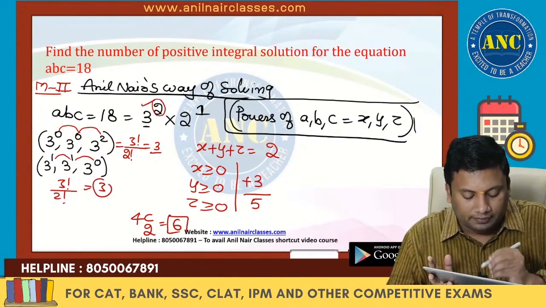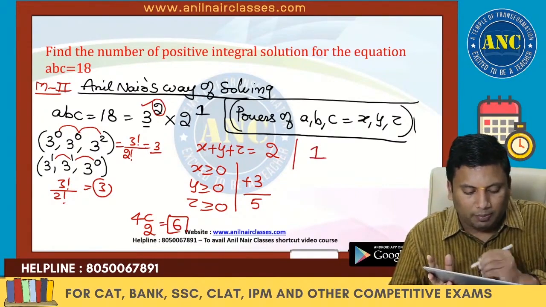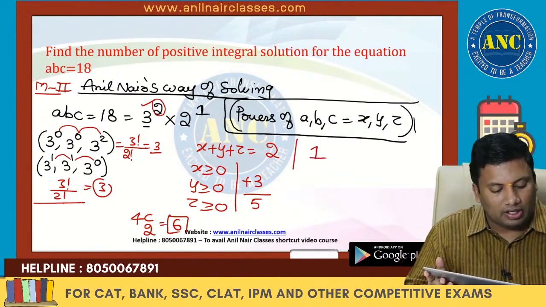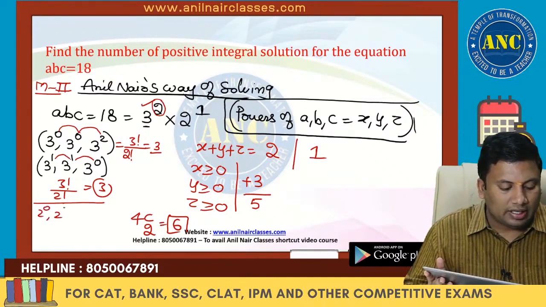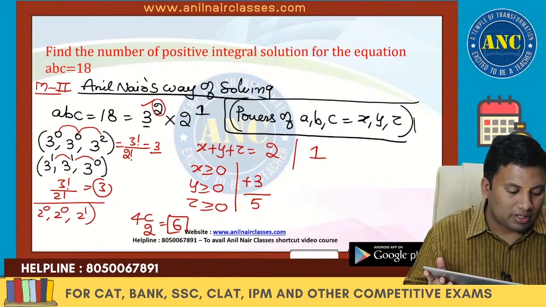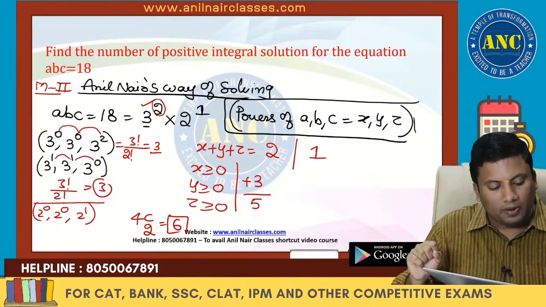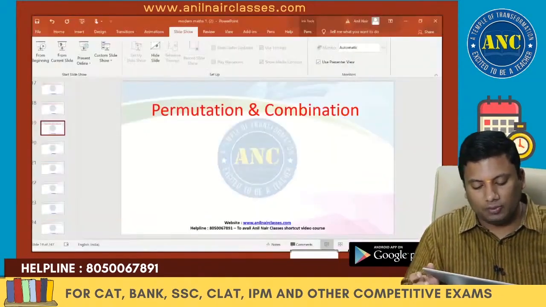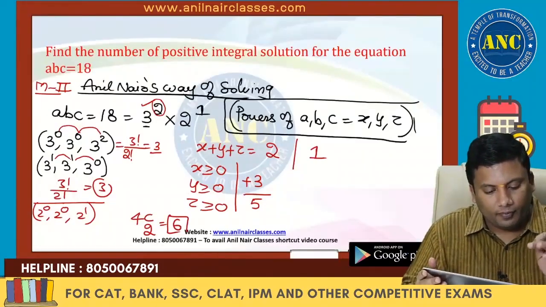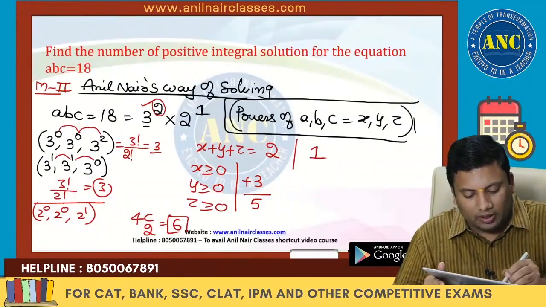2 over. Next it is nothing but power 1. How can you arrange power 1? You can arrange it as 2 power 0, 2 power 0, 2 power 1. Sum of the powers should be equivalent to 1.